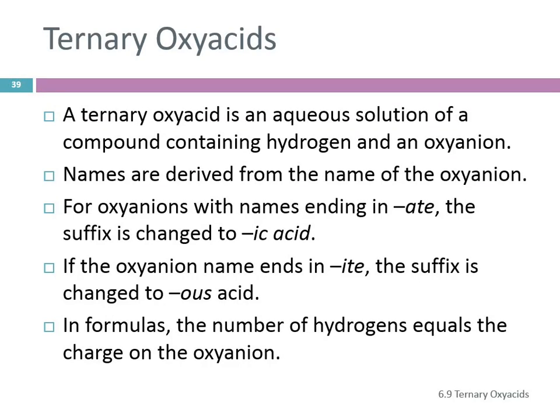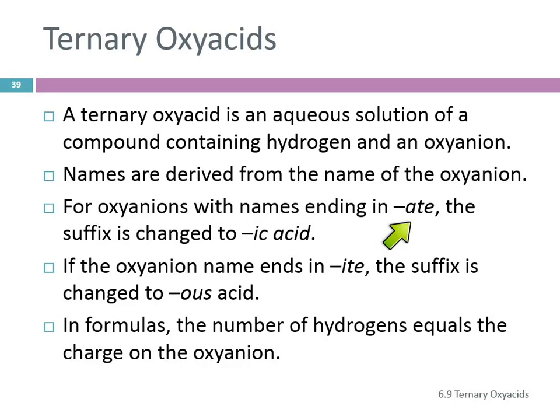Ternary acids. Ternary oxyacids have oxygen in them. These have polyatomic ions. So this, again, is an aqueous solution, and the compound has hydrogen and an oxyanion. The names for these acids come from the name for the oxyanion. So what we do is, if the oxyanion name, those are things like nitrate and nitrite, right?